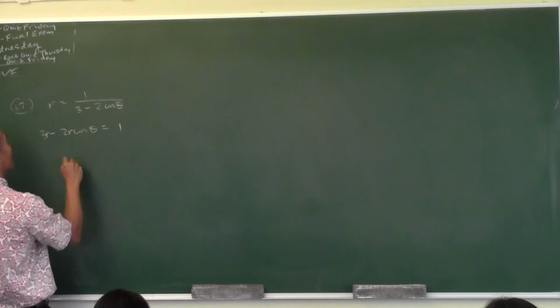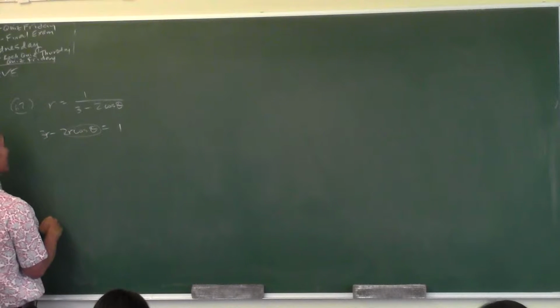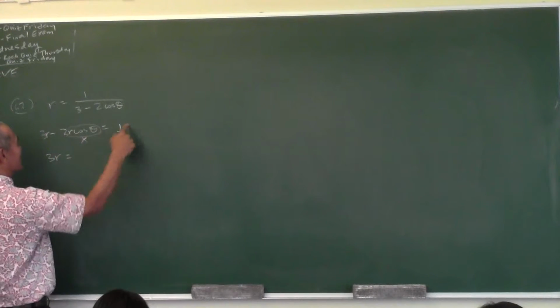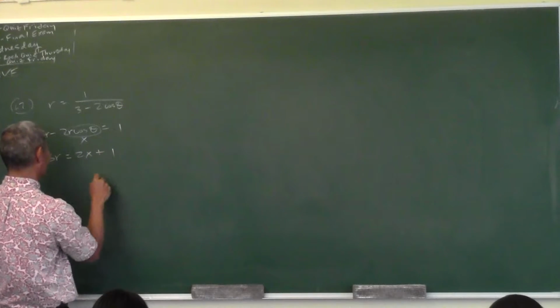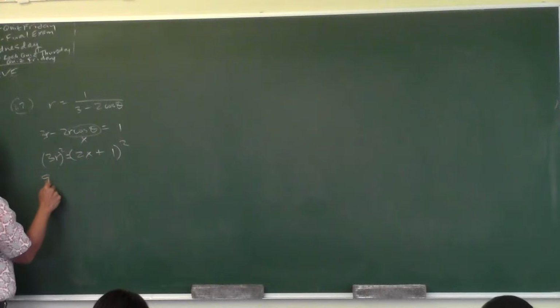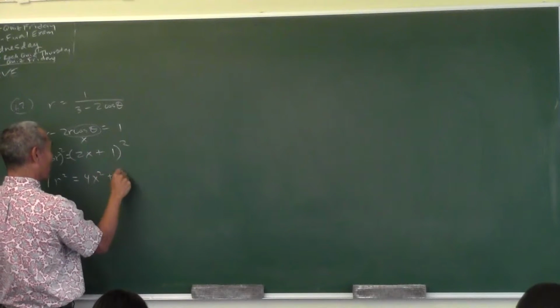3r minus 2r cosine theta. Hey, you somebody! What is that? Okay, finally we're getting it down. Isolate the r term, so move this to that side, so that's gonna be 2x plus 1. And then you square both sides. So this becomes 9r squared is equal to 4x squared plus 4x plus 1.